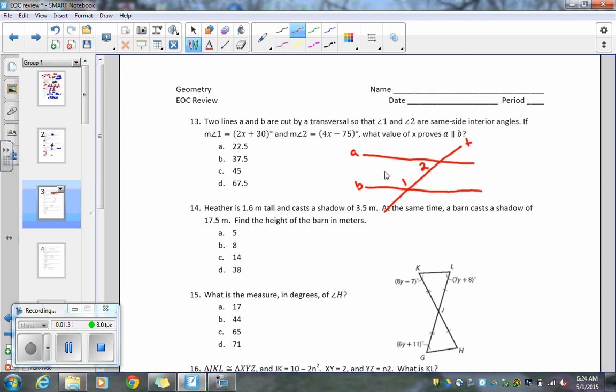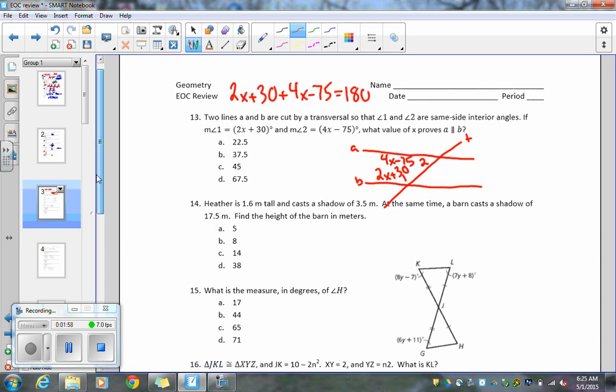If angle 1 is 2x plus 30, angle 2 is 4x minus 75. What is the value of x? So basically we're solving for x. With same side interior, these two angles add up to 180. So you would say 2x plus 30 plus 4x minus 75 is equal to 180, and solve for x.